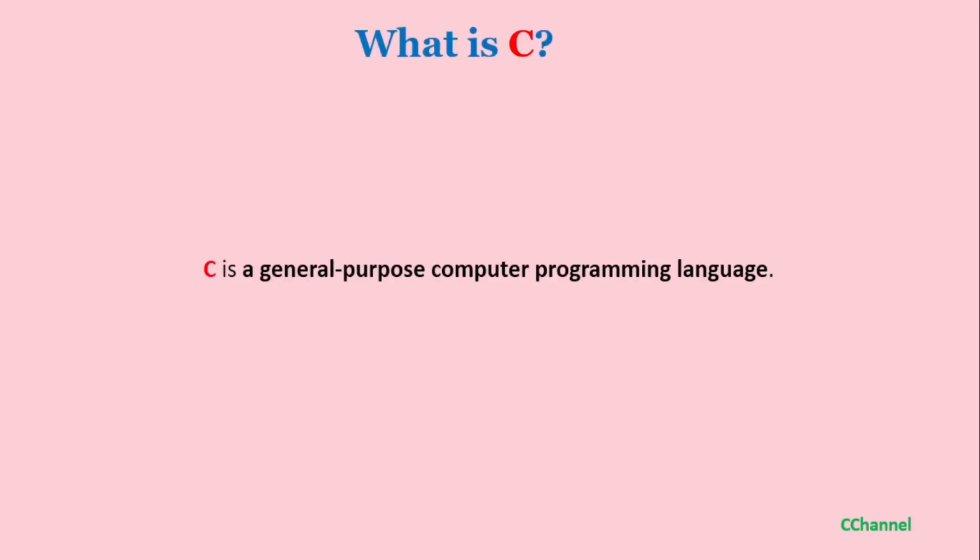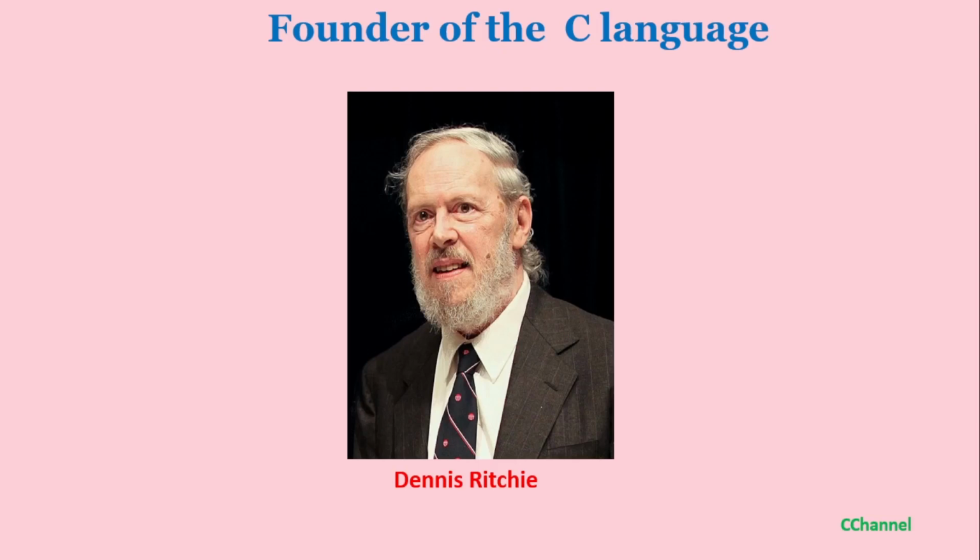What is C? C is a general purpose computer programming language. It was developed by Dennis Ritchie in 1972 in USA. Now I am going to discuss C features.